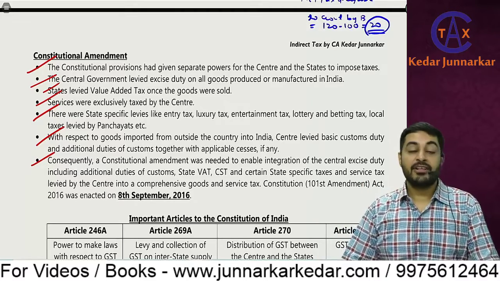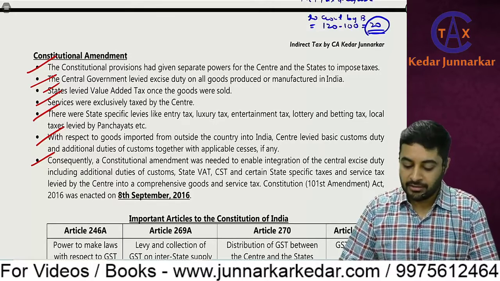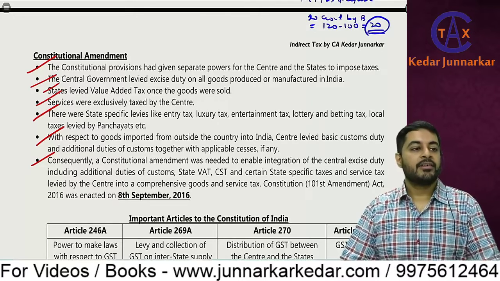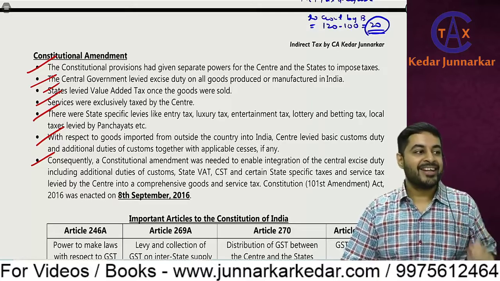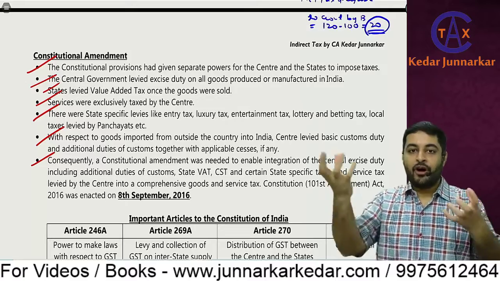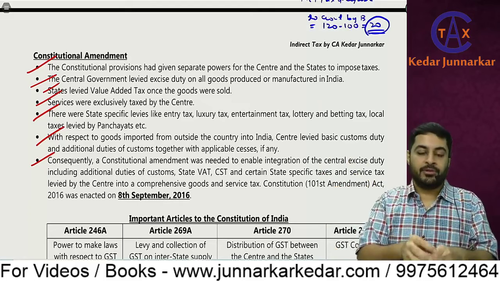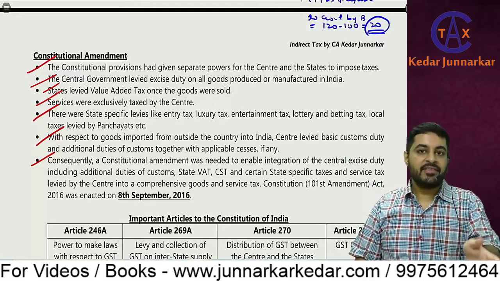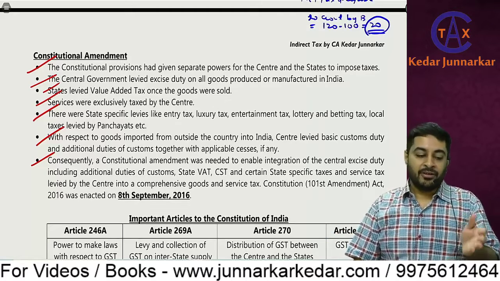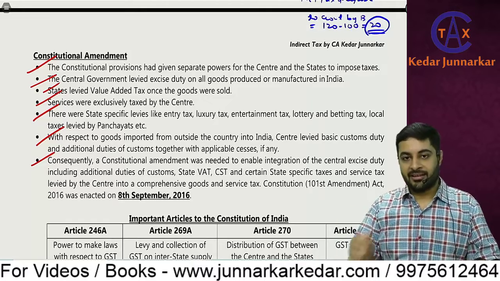Consequently, a constitutional amendment was needed to enable integration of central excise duty, including additional duties of customs, state VAT, CST, certain state-specific taxes and service tax levied by the center into a comprehensive goods and service tax. So all these taxes were brought under one umbrella of GST. That is called subsumed. It means instead of charging service tax on services, now which tax is charged? Goods and service tax. Instead of charging VAT and excise on goods sold, now goods and service tax is charged.